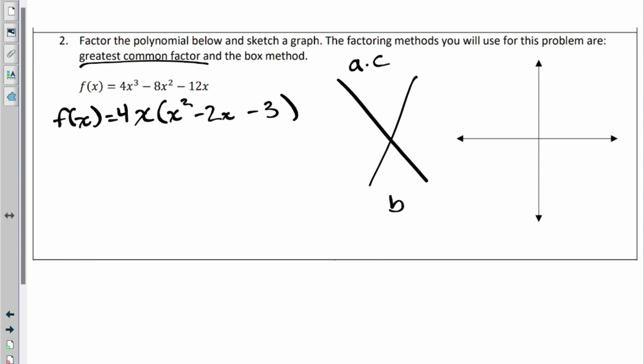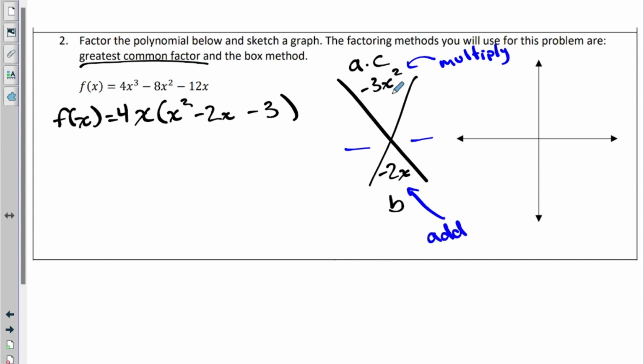So basically what I'm saying is I need to find a times c. That's the first term and the last term. That's negative 3x squared, okay? And then b, which is the middle term, goes here, negative 2x. And so I need to find two numbers here and here that multiply to this and at the same time add to this, okay? So I start with the multiply.